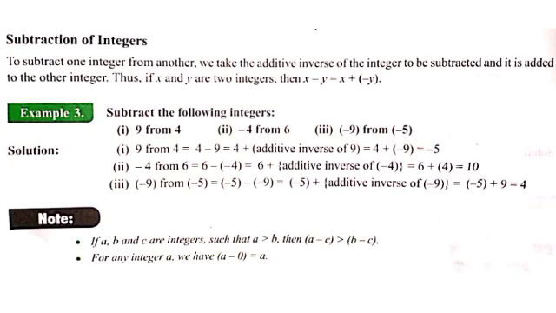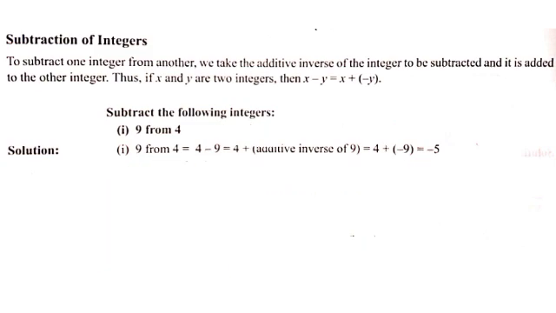Next step, subtraction of integers. Subtract one integer from another. We take the additive inverse of the integer to be subtracted and add it to the other integer. Thus, if x and y are the two integers, then x minus y is equal to x plus minus y.